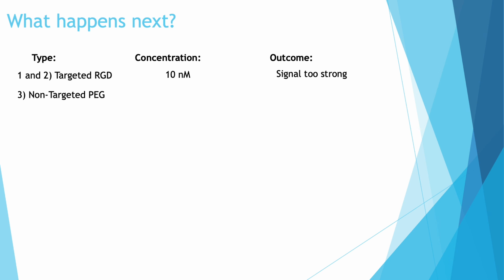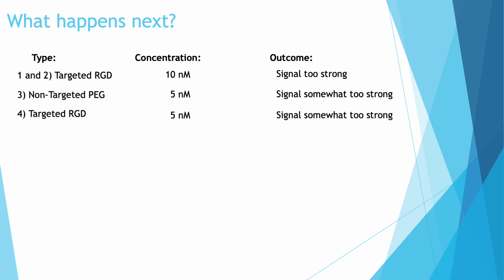Next, non-targeted nanoparticles with just PEG on the surface with a concentration of 5 nanomolar were used on 1 mouse, and targeted RGD nanoparticles, also with a concentration of 5 nanomolar, were used in another. In both of these cases, the signal was still too strong, but to a lesser degree than the first 2 mice. Finally, with the last mouse available, non-targeted nanoparticles with just PEG on the surface with a concentration of 2.5 nanomolar were used. And here the signal was a good amount.